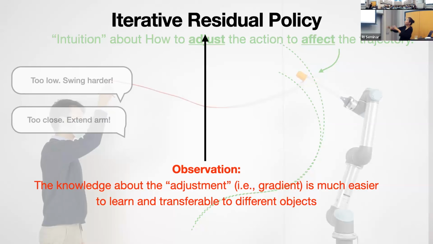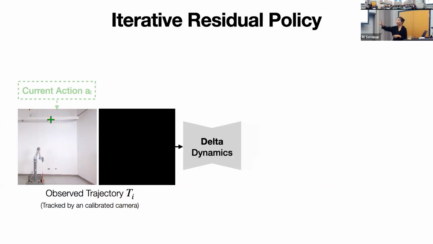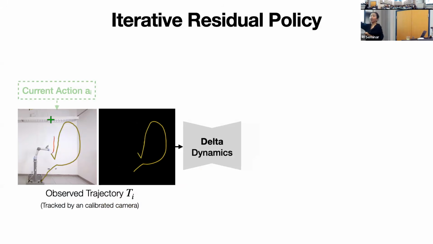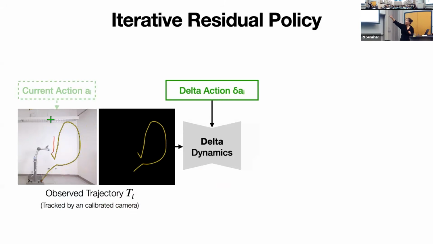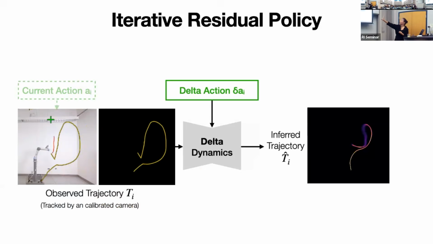So in this work, we basically try to distill this observational hypothesis into an algorithm called iterative residual policy. At its core, we try to learn a delta dynamics model that will take in an observed rope trajectory that is tracked by a calibrated camera. Additionally, it takes in a delta action as an input, and then the model will try to predict an updated trajectory after you apply that delta action on top of the current action.